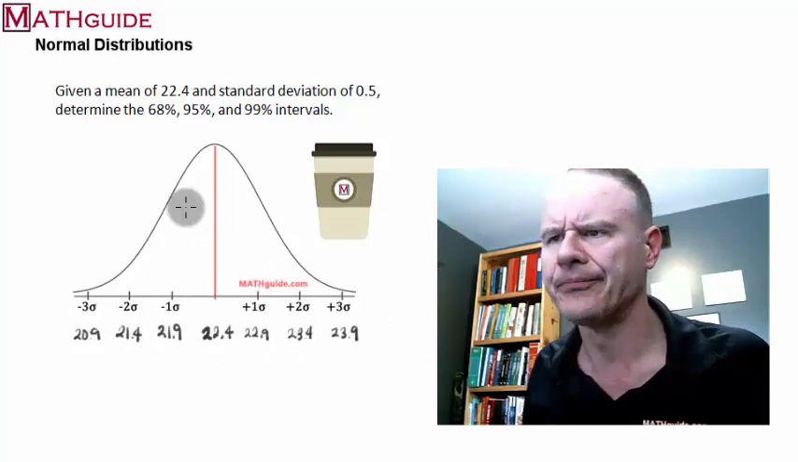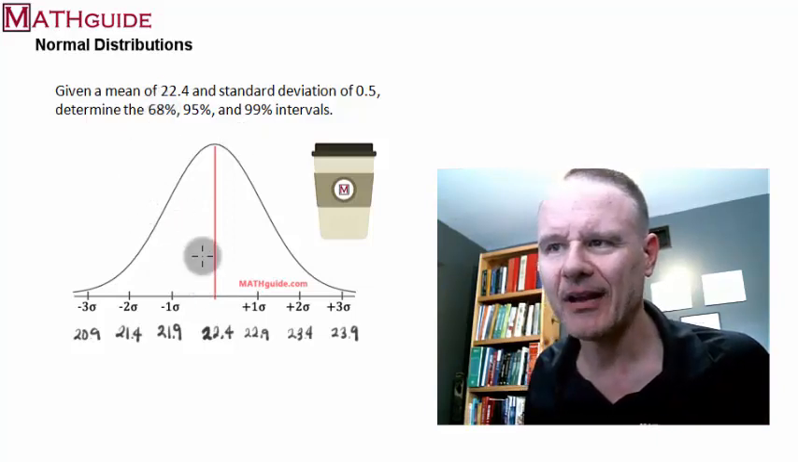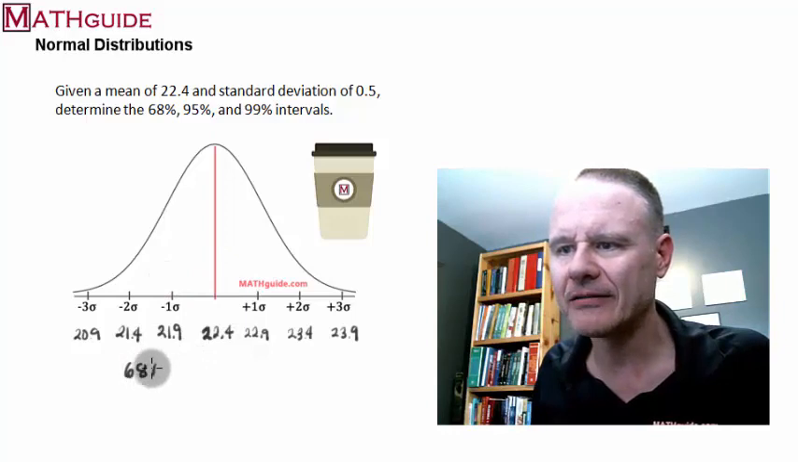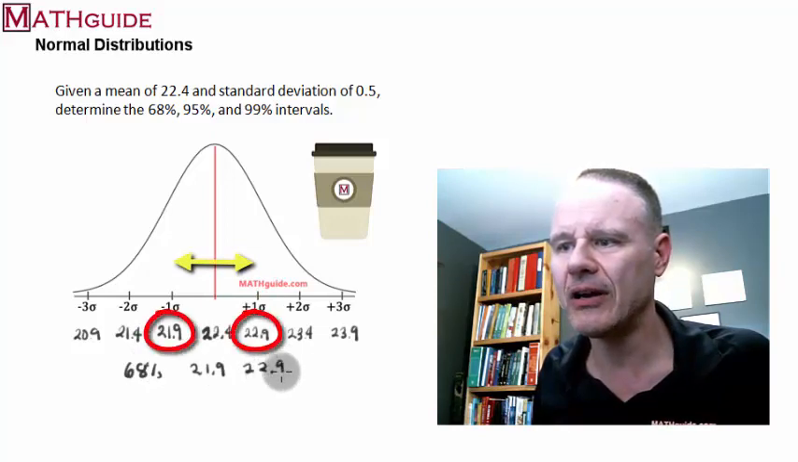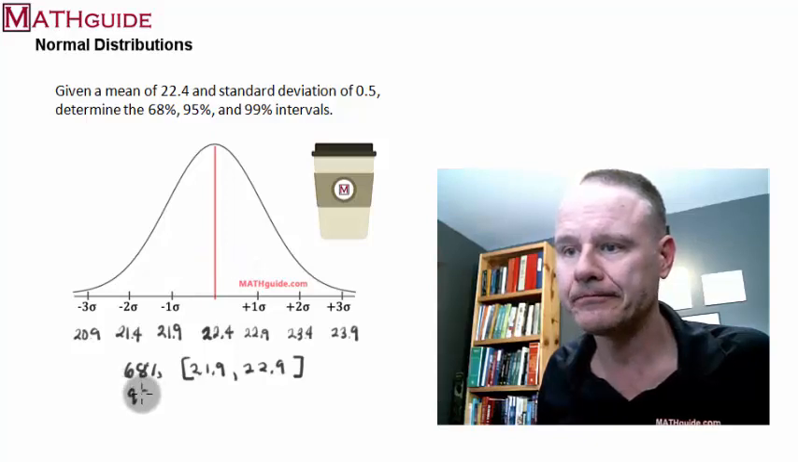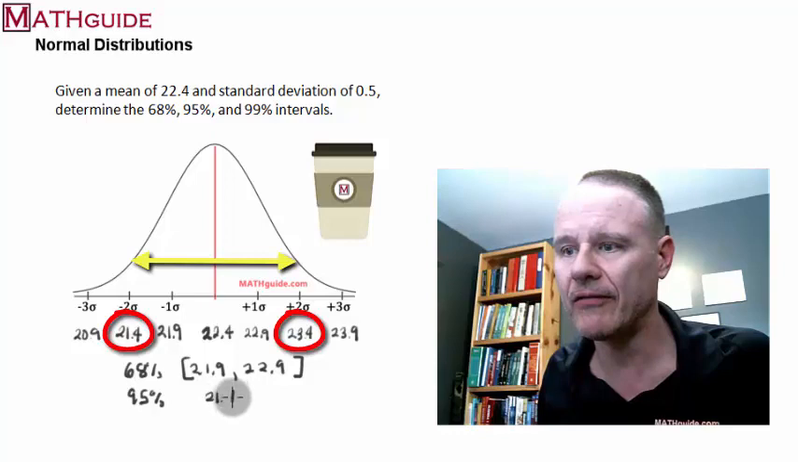Okay, now what does this mean? Well, let's answer the question and then we'll figure out what it means. So let's do the 68% interval. When you go one standard deviation to the left, you get 21.9. When you go one standard deviation to the right, you get 22.9. That is the interval for the 68%. Now let's do it for the 95%. I'm going to go 2 standard deviations to the left, so that would be 21.4. And then 2 standard deviations right, that would be 23.4. And that represents the interval for 95%.